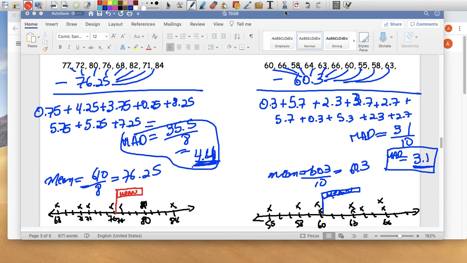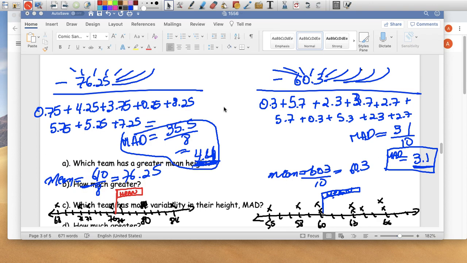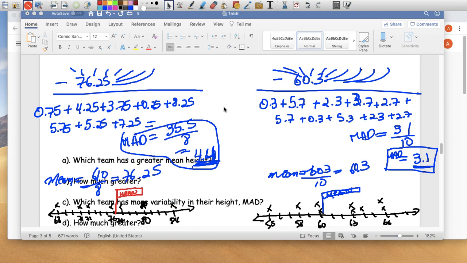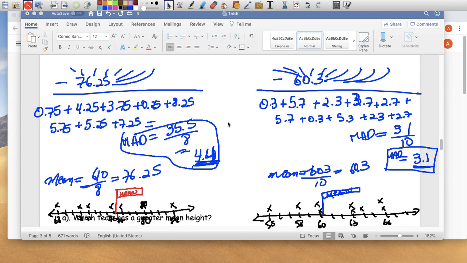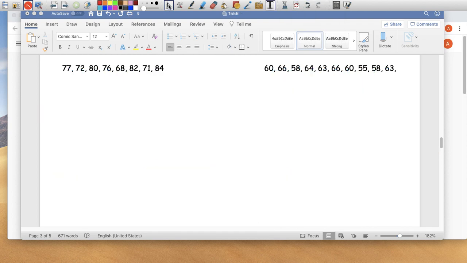Okay. Is there a question we have to answer? Yeah, there were some questions. Which team had the greater mean? That you can answer. Which one's greater? Which one had bigger MAD? Why was their MAD bigger? So that could be a test question. And why was their MAD smaller? Okay, so then you can talk about how far away they were from the mean. So if the numbers were further away from the mean, the bigger your MAD. The closer you are to the mean, the smaller your MAD. Okay.